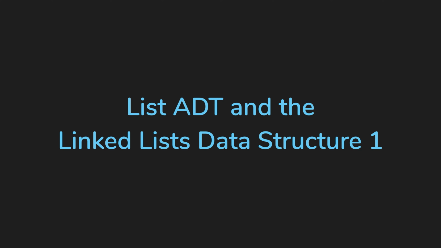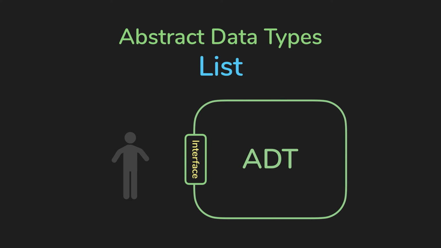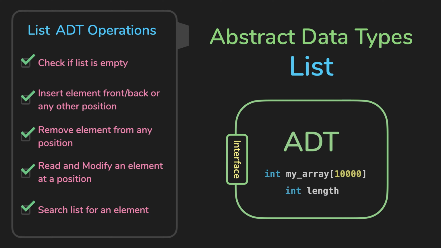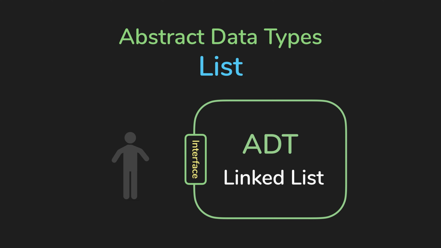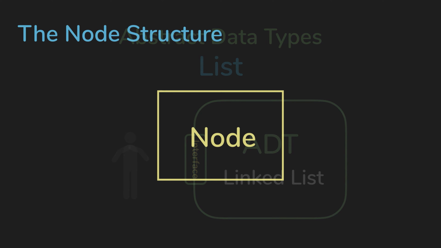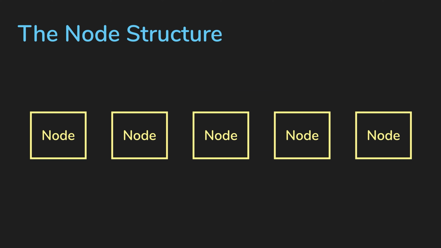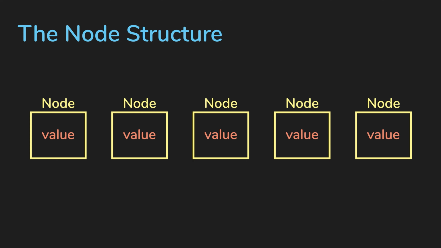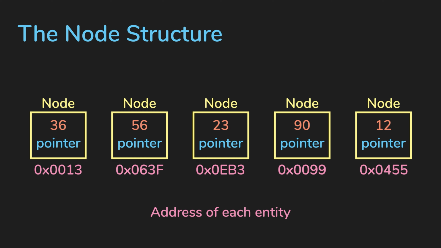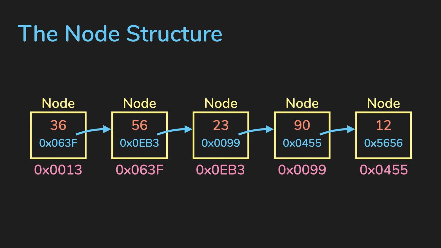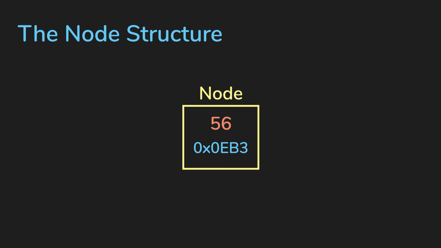Last time, we implemented the list ADT using an array and a variable called length. Today, we'll be looking at a new data structure, the linked list. A linked list is basically composed of multiple nodes. Each node contains a value and a pointer to the next node in the list. A pointer is basically an address that points to the block of memory containing an entity. And in our case, that entity is a node.